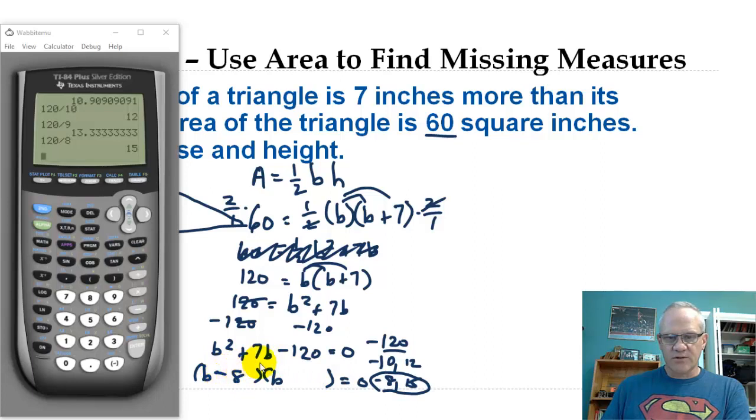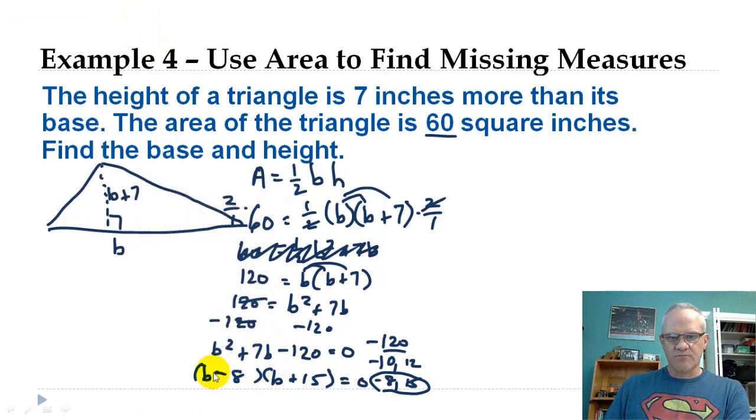We can plug them directly into our equation there. So I've got b minus 8 times b plus 15 equals 0. And remember, in order to get 0, that means either this parentheses has to equal 0 or this parentheses has to equal 0. And so what are the two things that could happen? What could make this parentheses 0? If b was 8. And what would happen to make this parentheses 0? b would have to equal a negative 15.